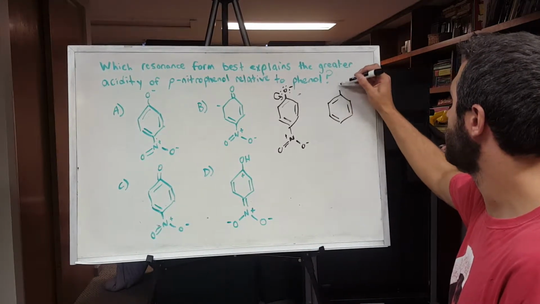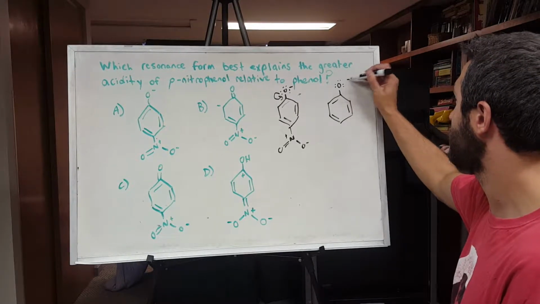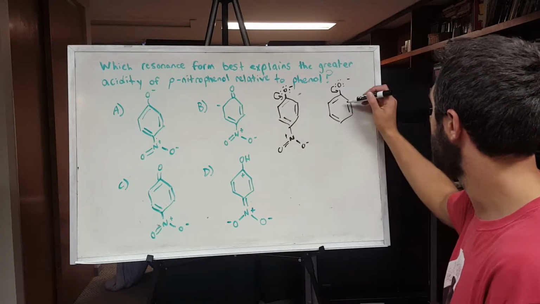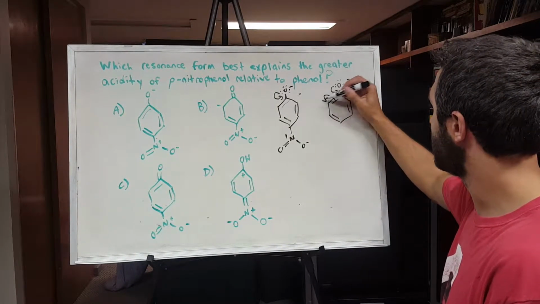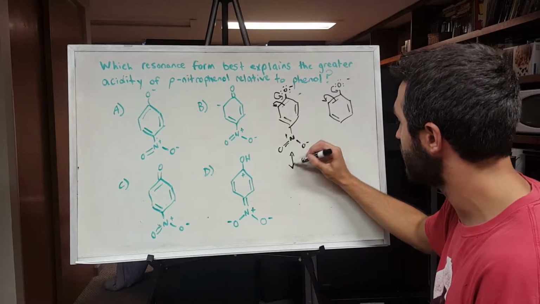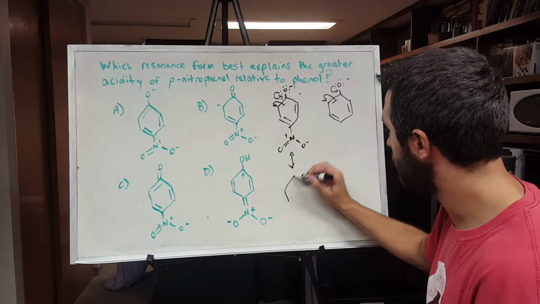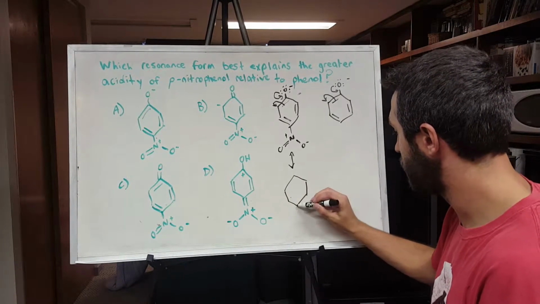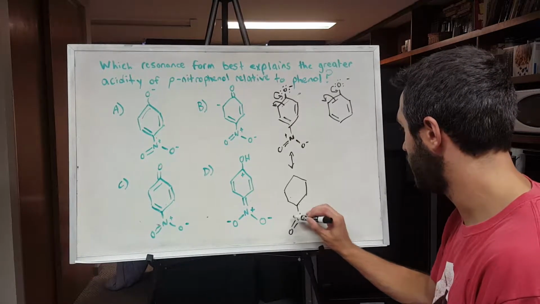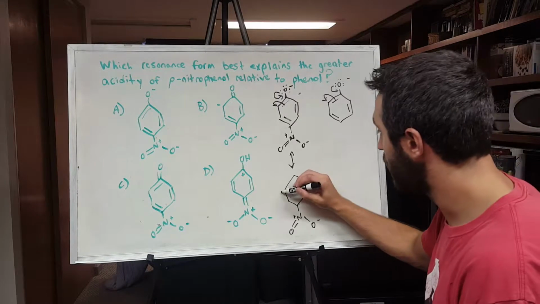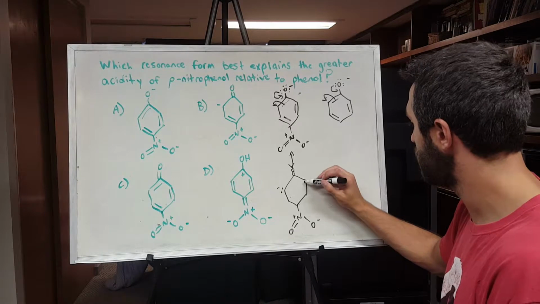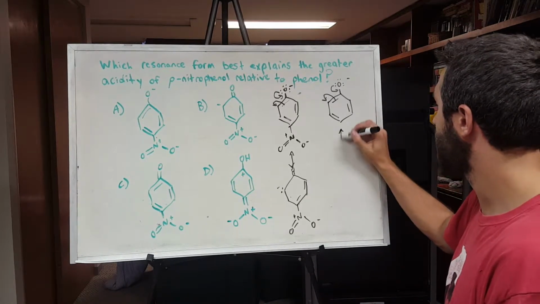So here would be phenol, its conjugate base. Of course phenol could also do this, right? We could, for both of these guys, go like this. So here's one resonance form for both of these guys: a double bond to the O, and the charge moves into the ring. Same thing here.